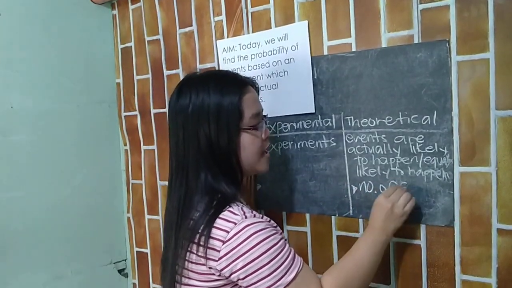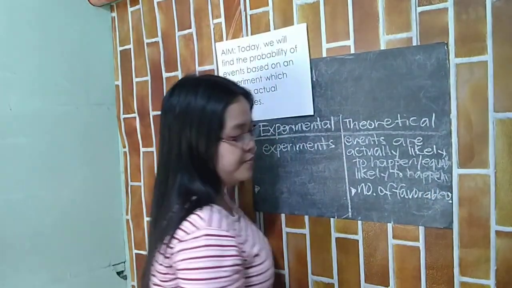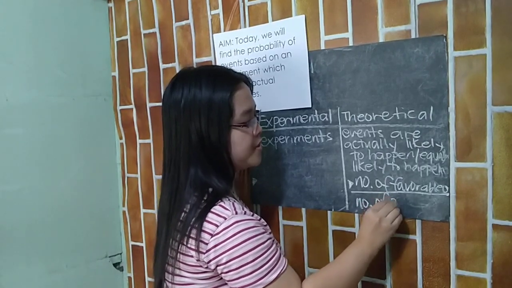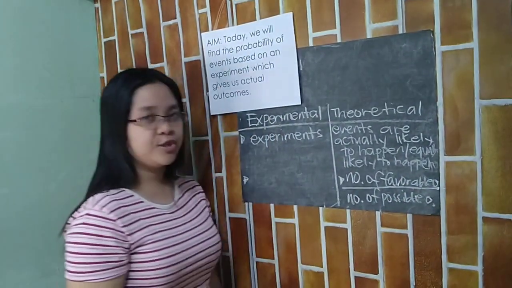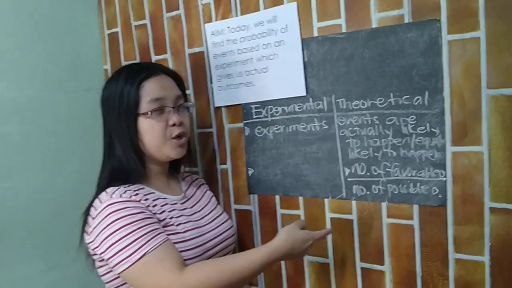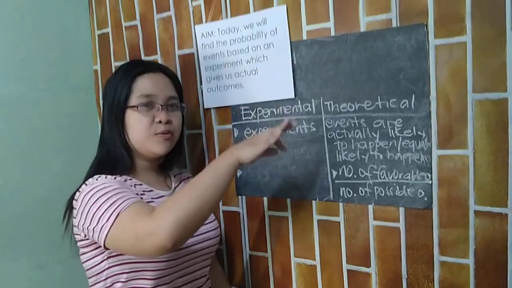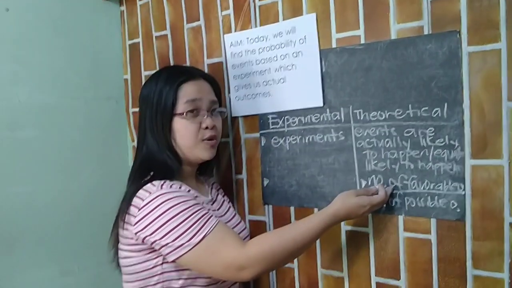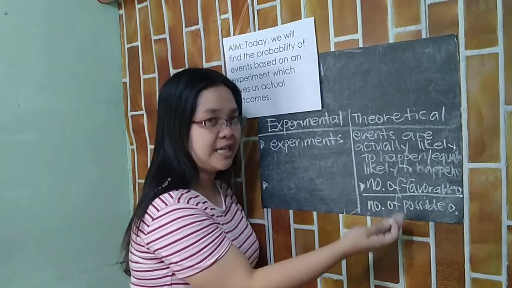Number of favorable outcome over number of possible outcome. So that's the formula that you have to follow in expressing theoretical probability. Favorable outcome over possible outcome. The event that you wish to happen over the total number of events given.